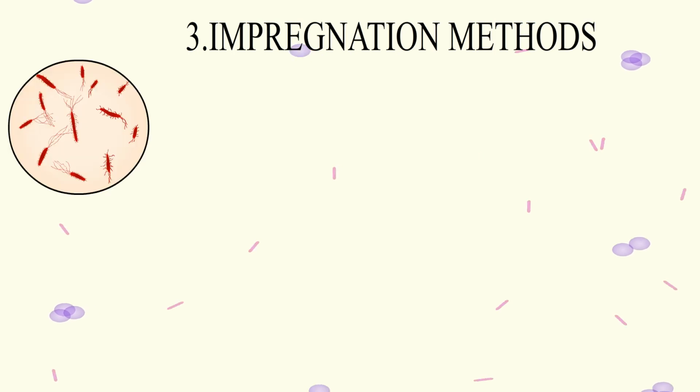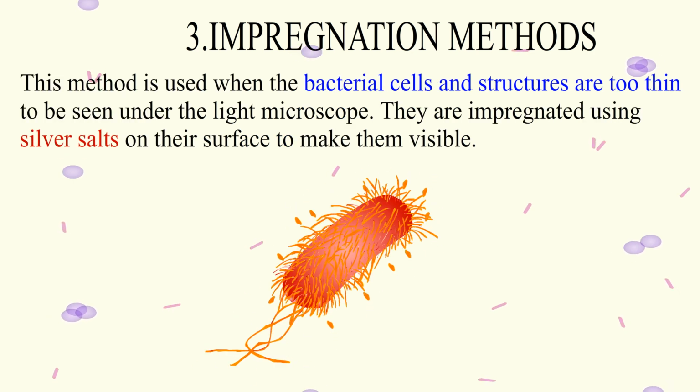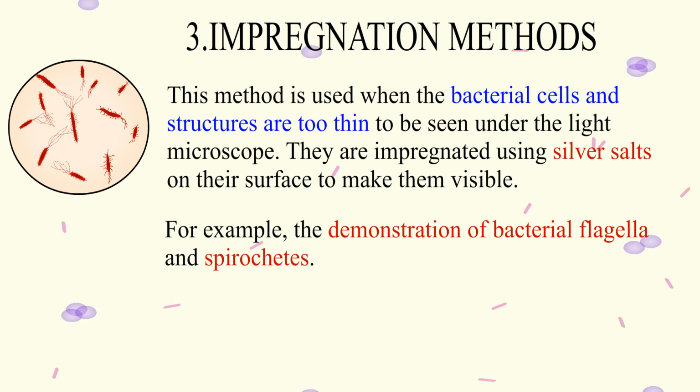3. Impregnation methods. This method is used when the bacterial cells and structures are too thin to be seen under the light microscope. They are impregnated using silver salts on their surface to make them visible. For example, the demonstration of bacterial flagella and spirochetes.